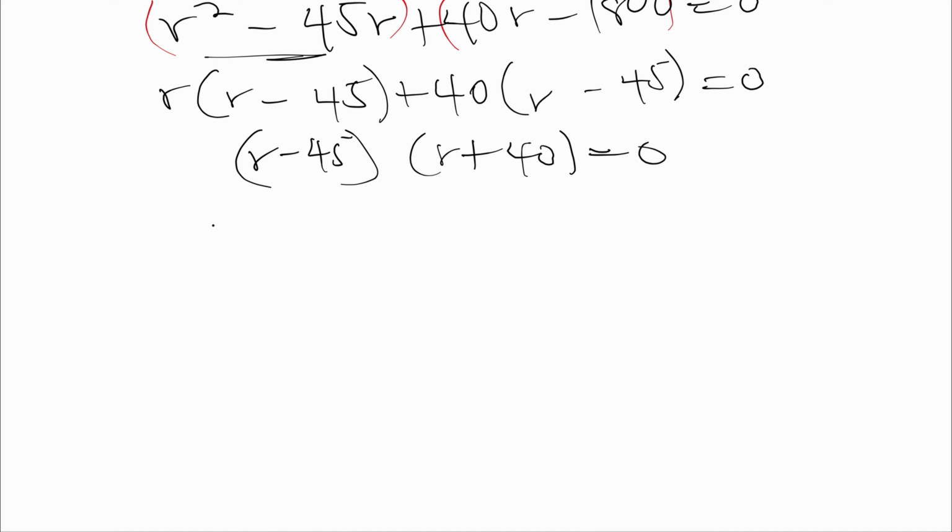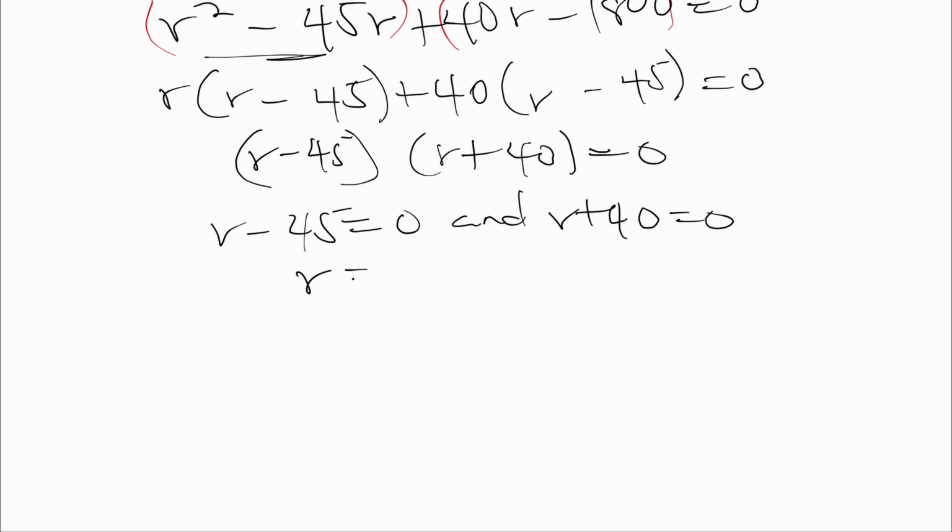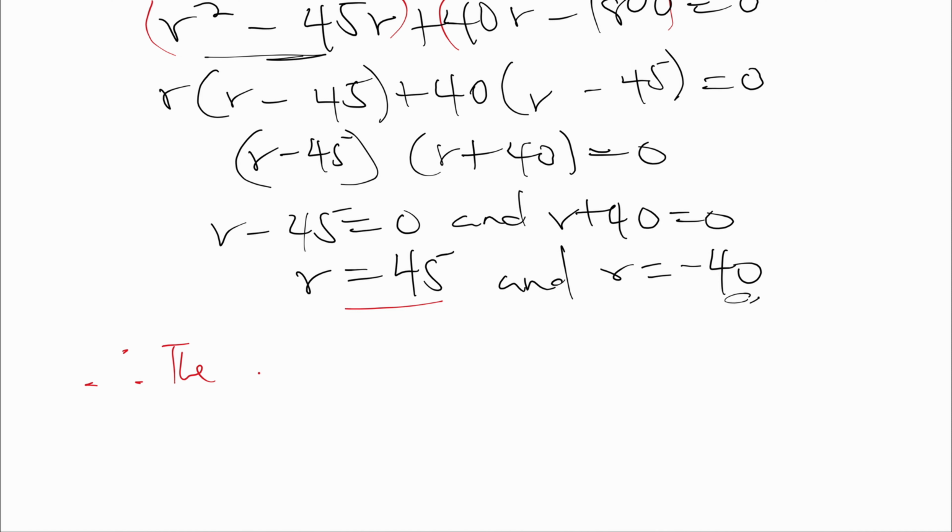So this can be written as R minus 45 is equal to 0 and R plus 40 is equal to 0. When we make R the subject, you have R is equal to 45 and R is equal to negative 40. But we are dealing with speed, and speed cannot be negative. So since speed cannot be negative, our R will be 45. So we can say that, therefore, our average speed is equal to 45 kilometers per hour.